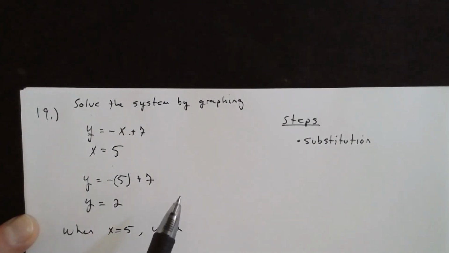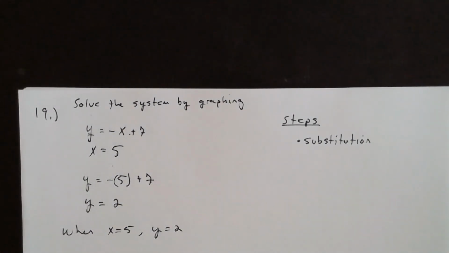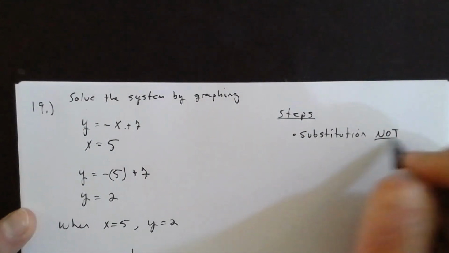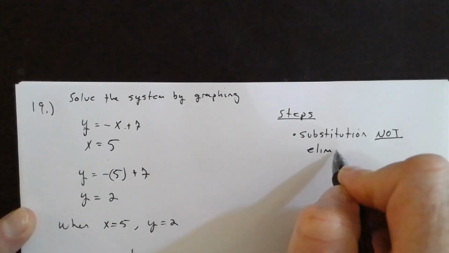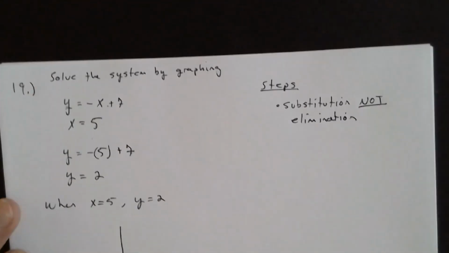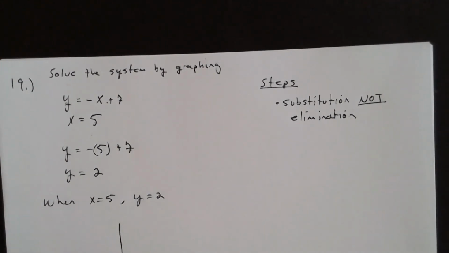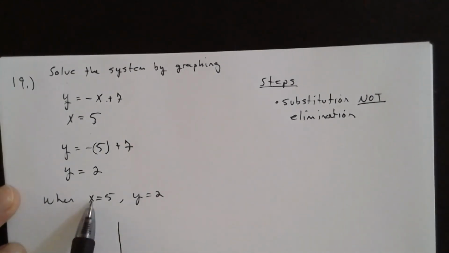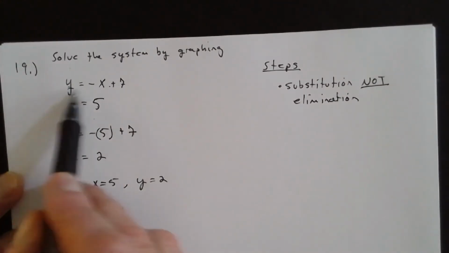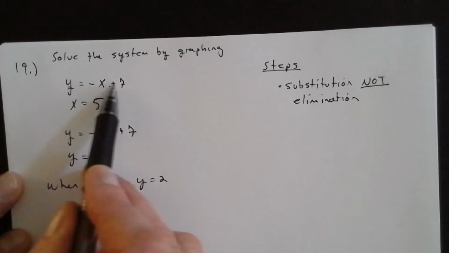No, we're not using elimination, we're using substitution. Yep, those are the two. Substitution, not elimination, okay? For this one. Now, what do we know we need from the previous problem? We need what to be able to graph a line? 2 points, right? X and Y intercept. And so we just have to find them for this one.